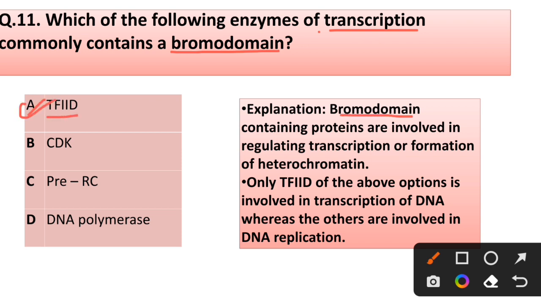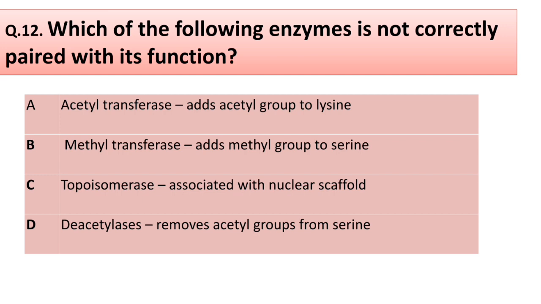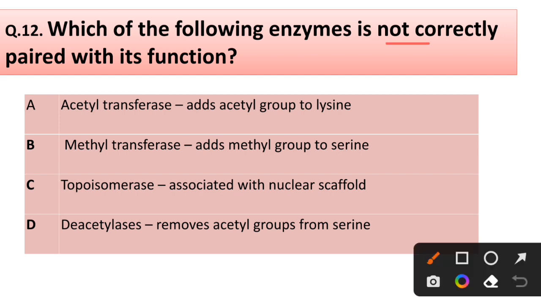Explanation. Bromodomain containing proteins are involved in regulating transcription and formation of heterochromatin. Only transcription factor IID of the above options is involved in transcription of DNA, whereas the others are involved in DNA replication. Question number 12. Which of the following enzymes is not correctly paired with its function? Acetyl transferase adds acetyl group to lysine. Correct. Methyl transferase adds methyl group to serine. Not correct. That is the answer.